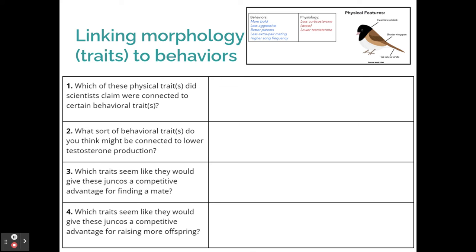What sort of behavior traits do you think might be connected to lower testosterone production? We sort of talked about that. So lower testosterone, which is a hormone which drives them towards mating, would mean less extra pair mating. So you're going to have males and females staying together. It's also going to drive them to be less aggressive. Testosterone can lead to aggression in animals.